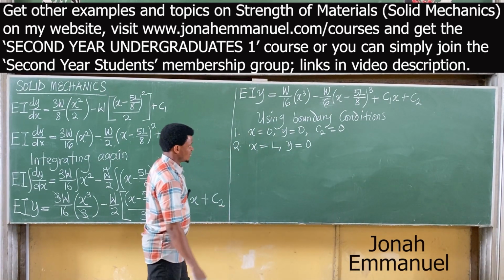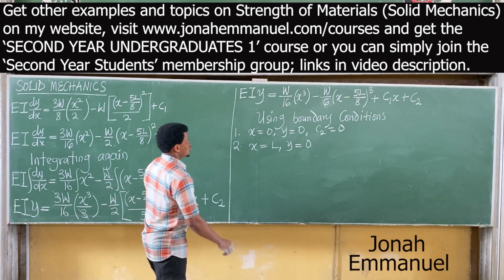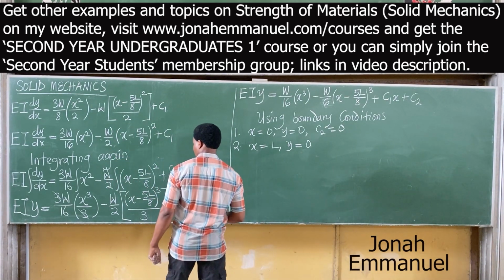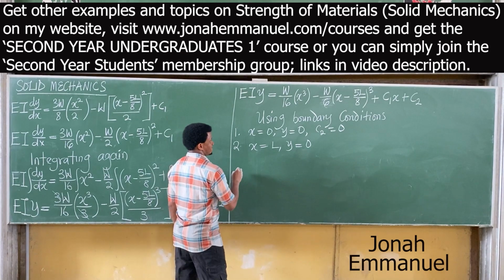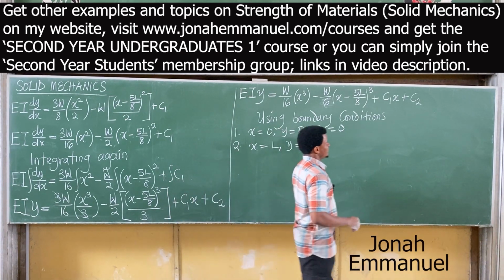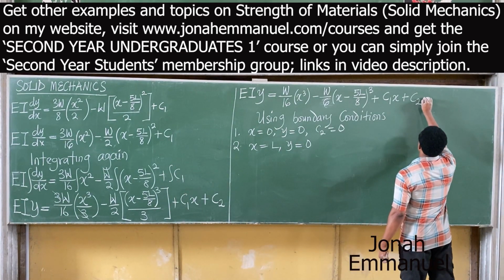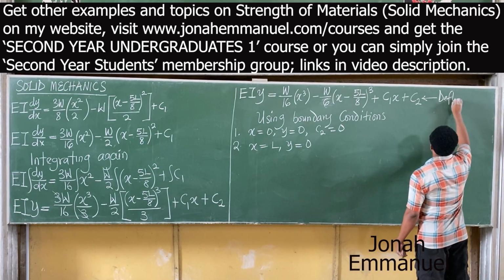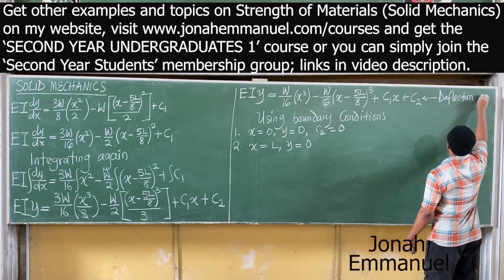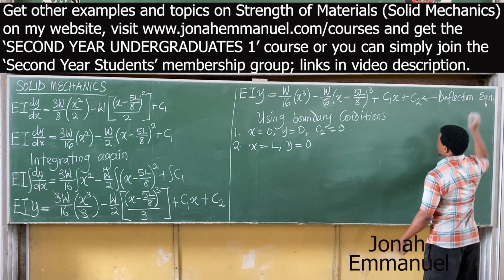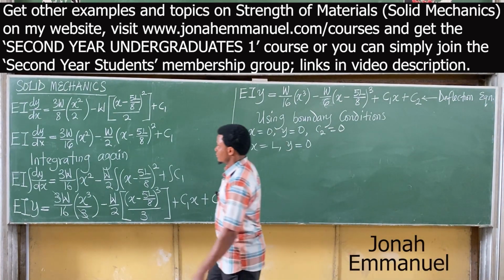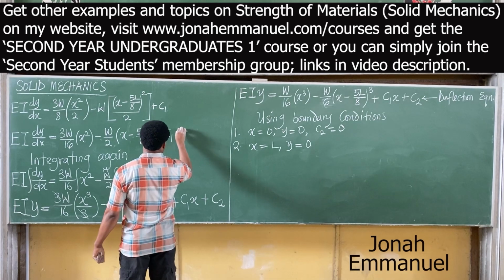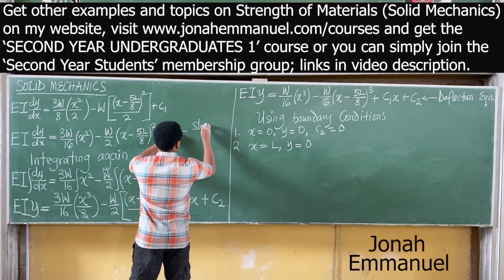So I have this, and I will now substitute into this equation. What is this one called? This is the deflection equation. What's the other one here? It's called the slope equation.